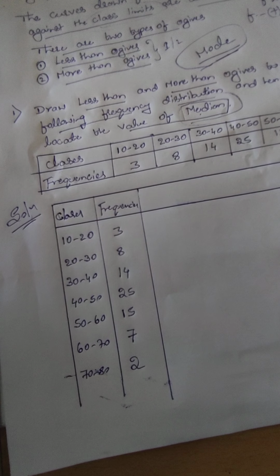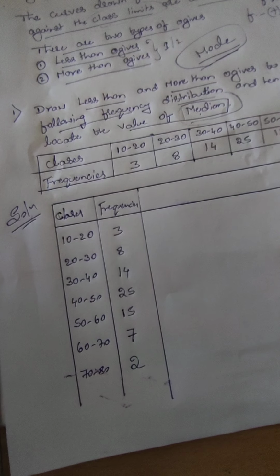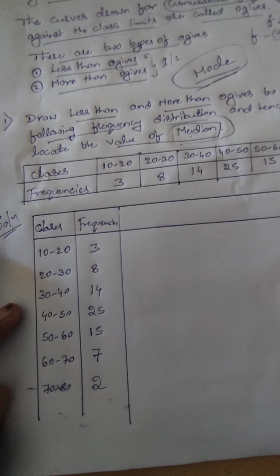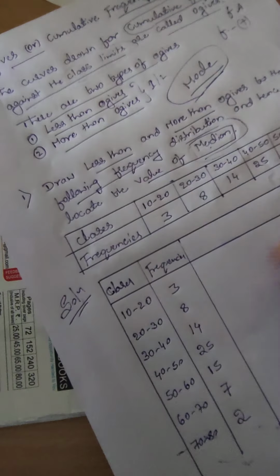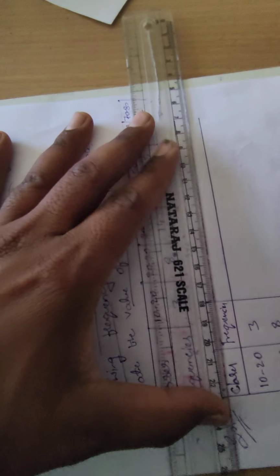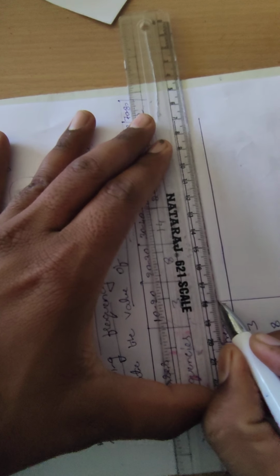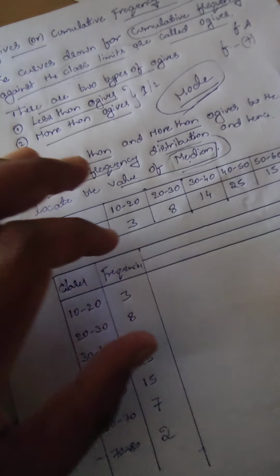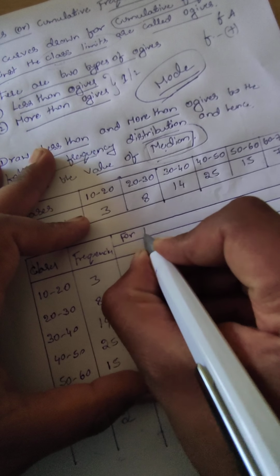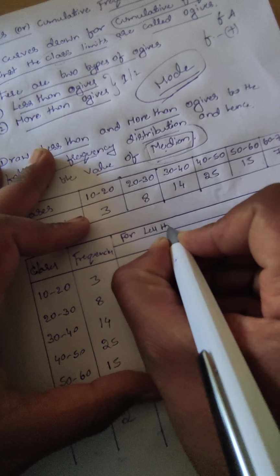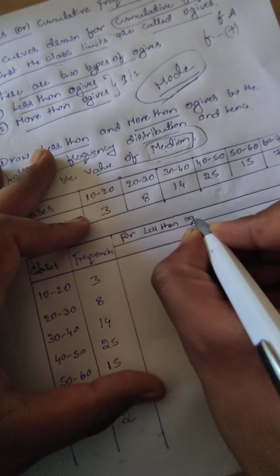Based on this given information, we have to identify the less than cumulative frequency and also the more than cumulative frequencies. Okay, students. First we have to identify the cumulative frequencies for less than ogives first.